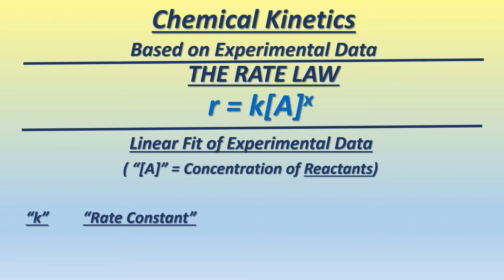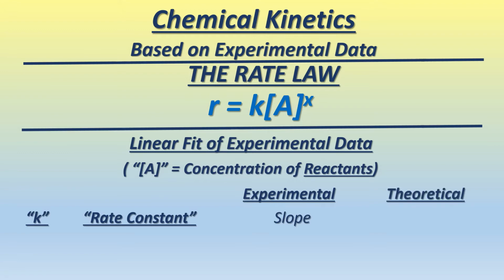k is called the rate constant. From the experimental data, this is simply the slope of the line that you get. In nature, numbers do not show up randomly or for no reason. If one reaction has one slope and another reaction has a different slope, there's a reason behind that. That reason falls under theoretical, and you will find out that that has to do with how each reaction changes with temperature.